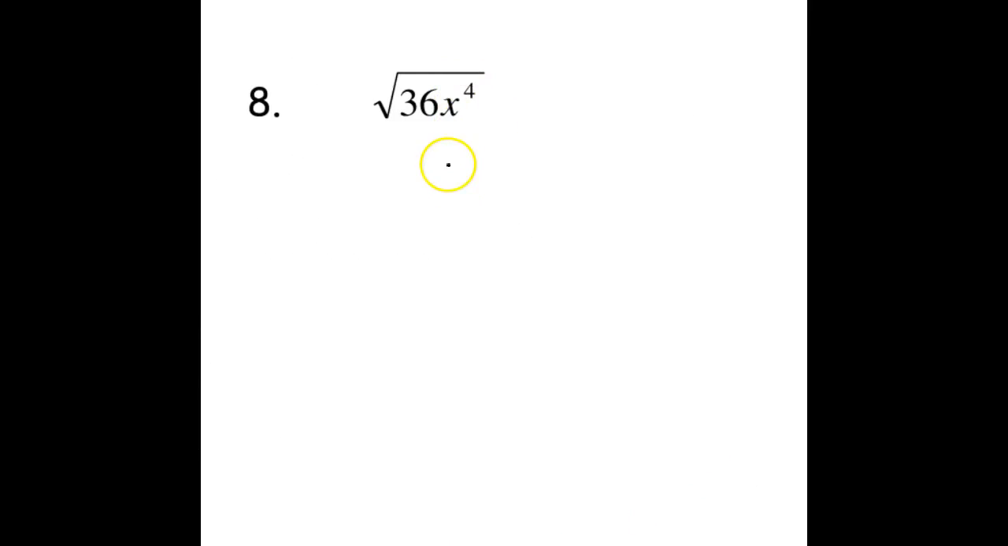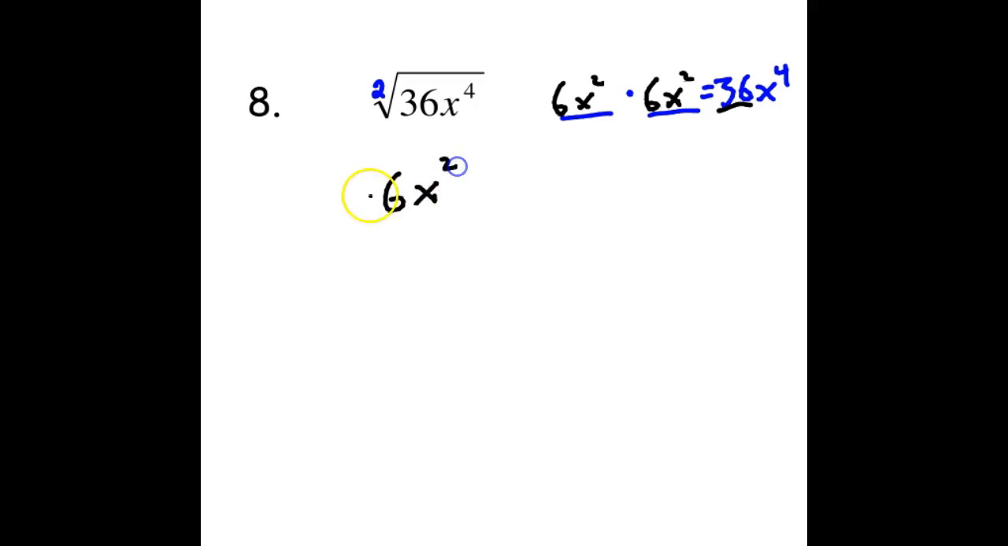Alright, so let's start doing roots. So remember, if there is no root given to you, it's automatically a square root. What times itself 2 times equals this, 36x to the 4th? So again, break it up. What times itself is 36? That'd be 6 times 6. And what times itself would be x to the 4th? That'd be x squared. So our final answer would just be 6x squared.